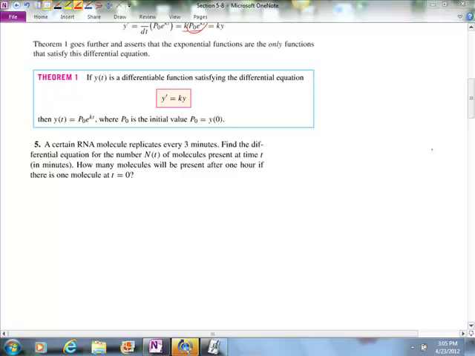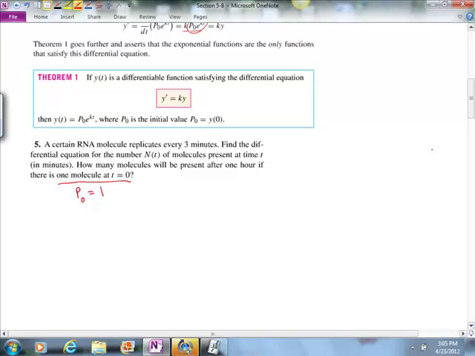Then it says find the differential equation for the number n of t of molecules present at time t in minutes. And then it says how many molecules will be present after 1 hour if there is 1 molecule at t equals 0. Okay, so this information right here is your initial amount. P naught is equal to 1, because at time 0 you have 1 molecule present.